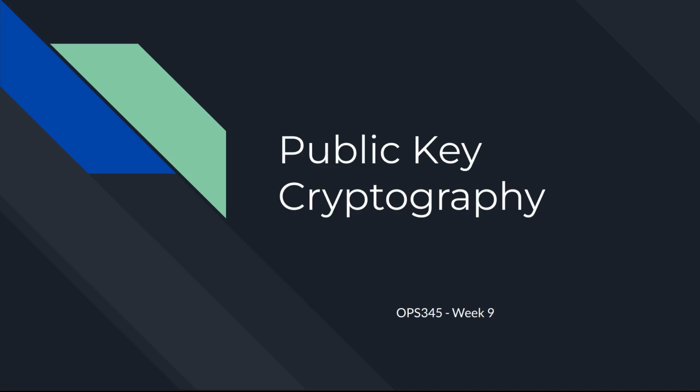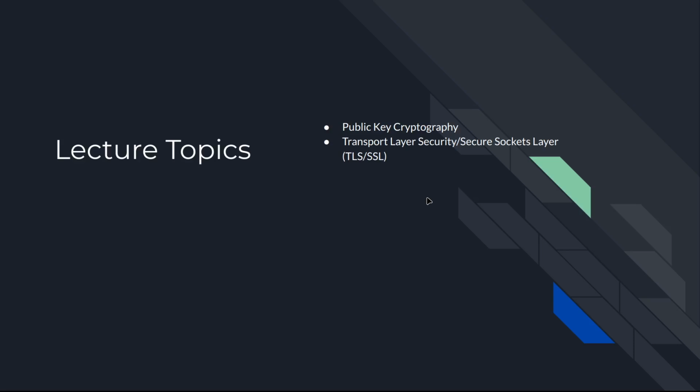This week we're going to look at public key cryptography, and we're going to use that to install and configure our Apache server with HTTPS using TLS. So that's kind of what we're talking about. This is Lab 6. To do this, you need to have done Lab 5. If you haven't done Lab 5 yet, do that first.